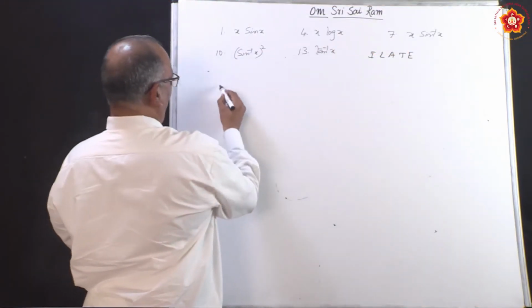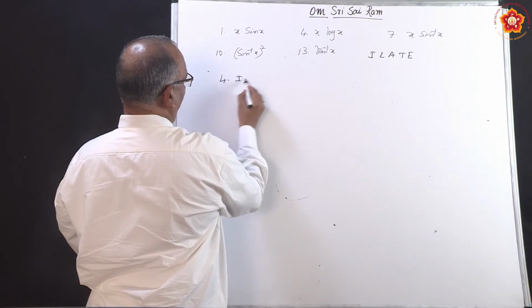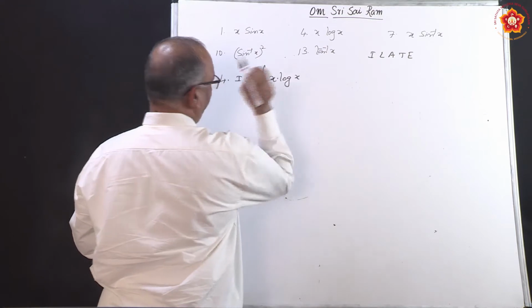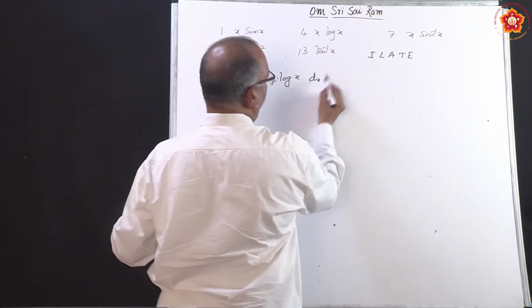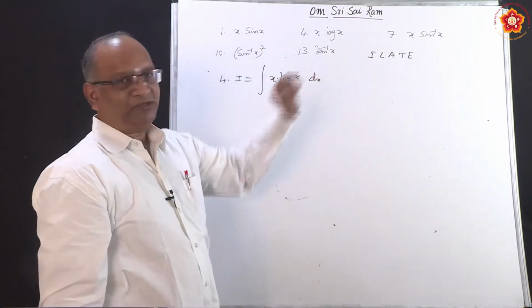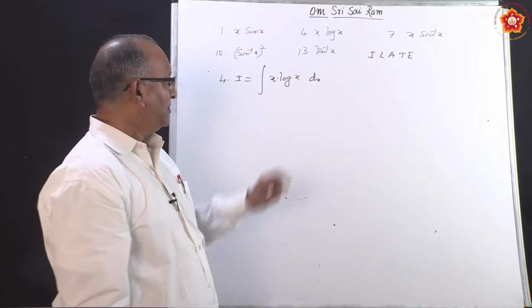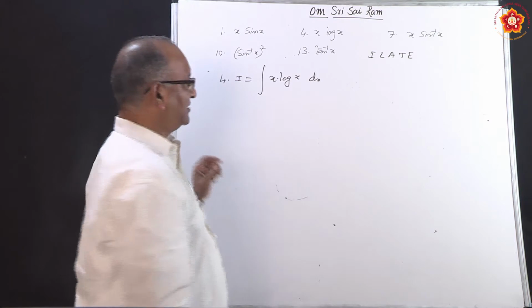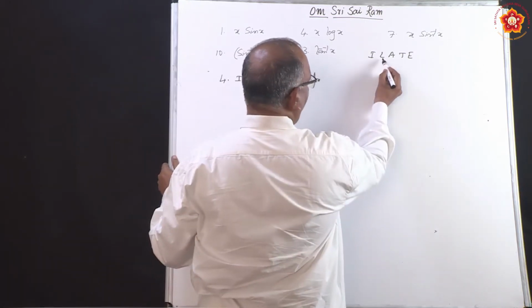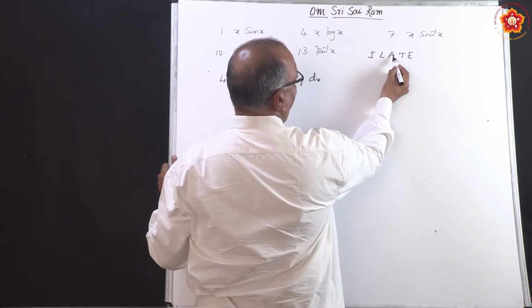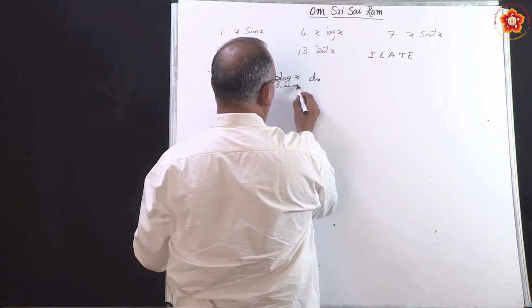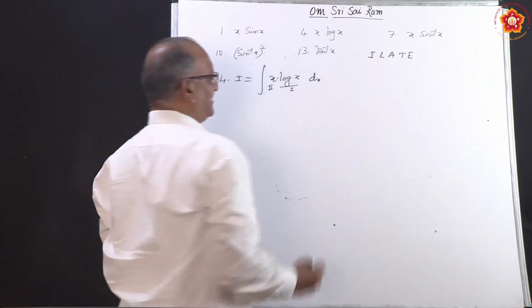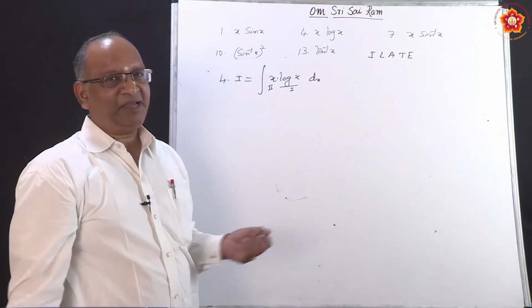Second one, fourth problem, is I equal to integration of x log x dx. So, go back to that I-late formula. One is a logarithmic function and x is an algebraic function. So, logarithmic function comes before algebraic function. So, logarithmic function log x will be taken as first, x will be taken as second, and then apply the formula.